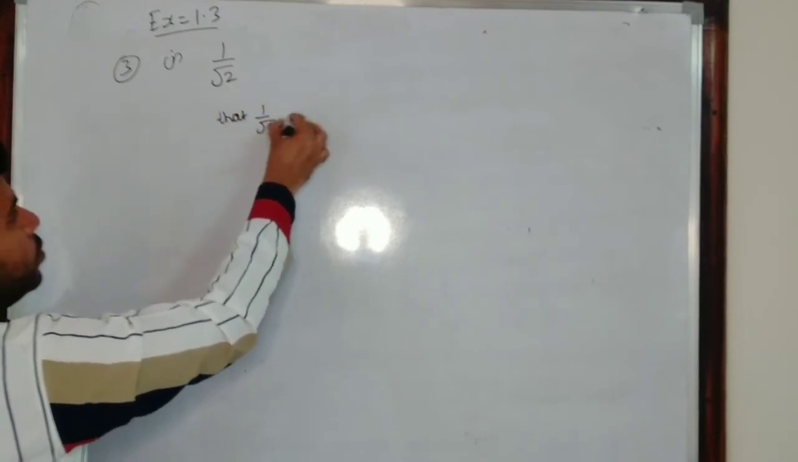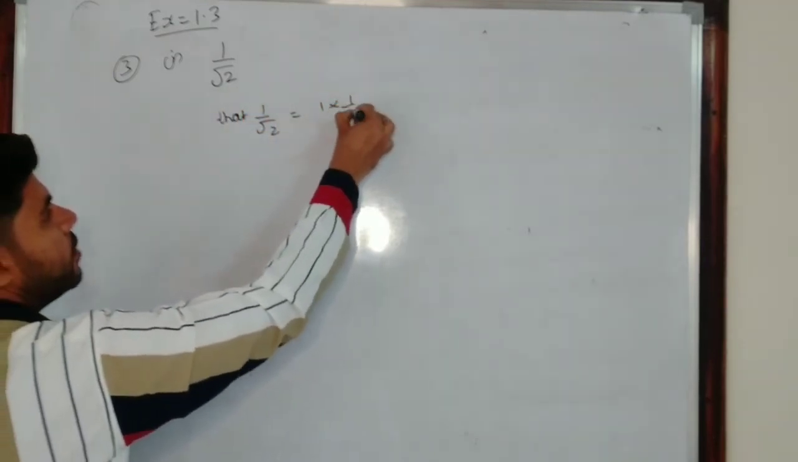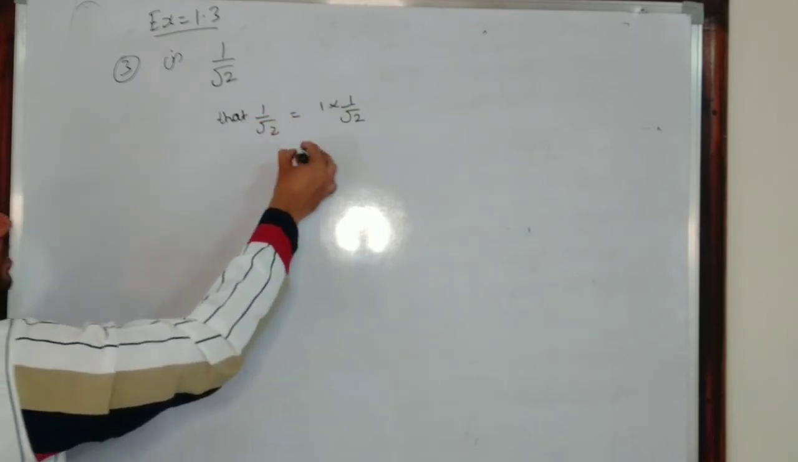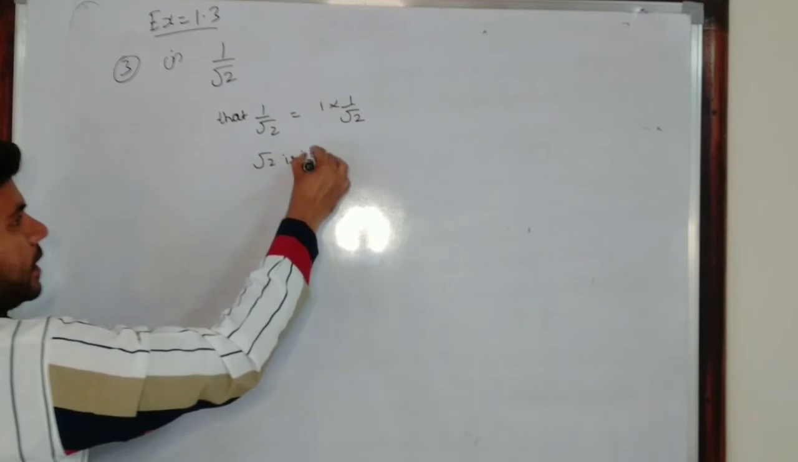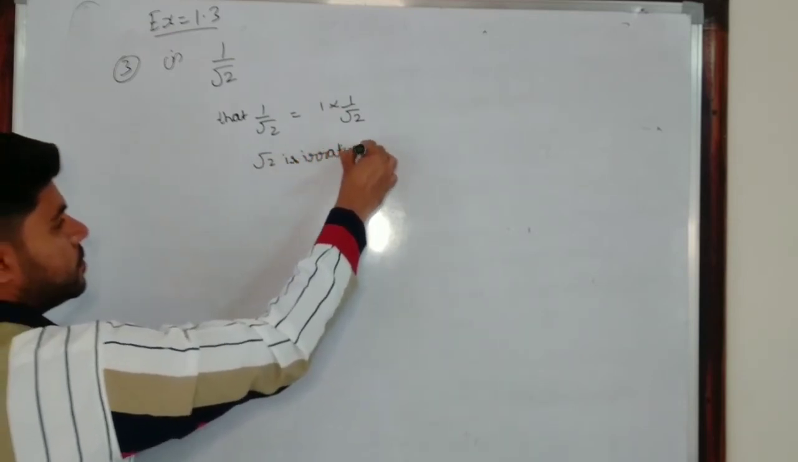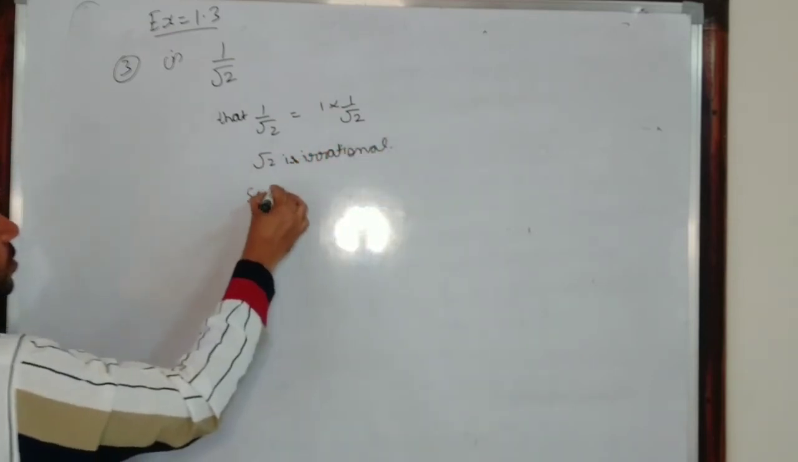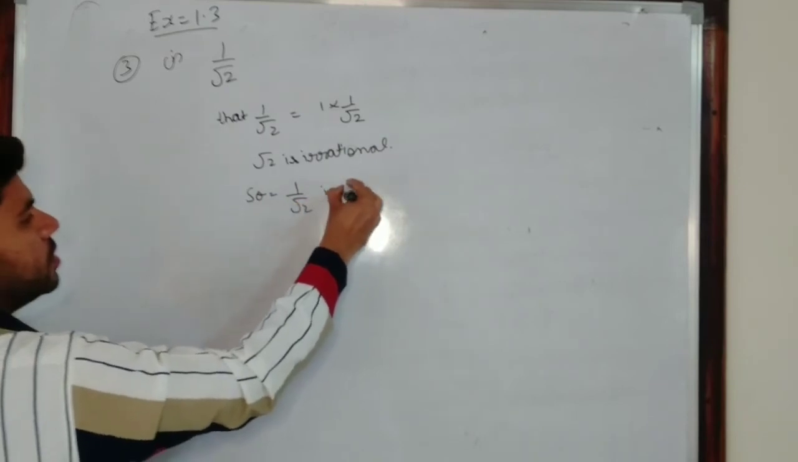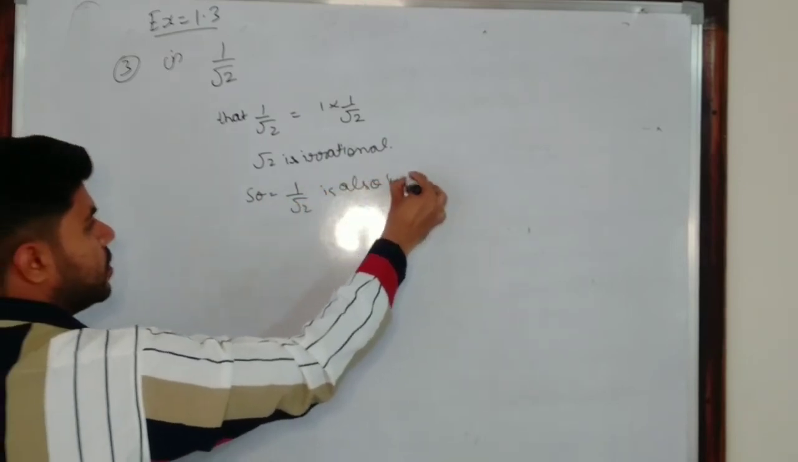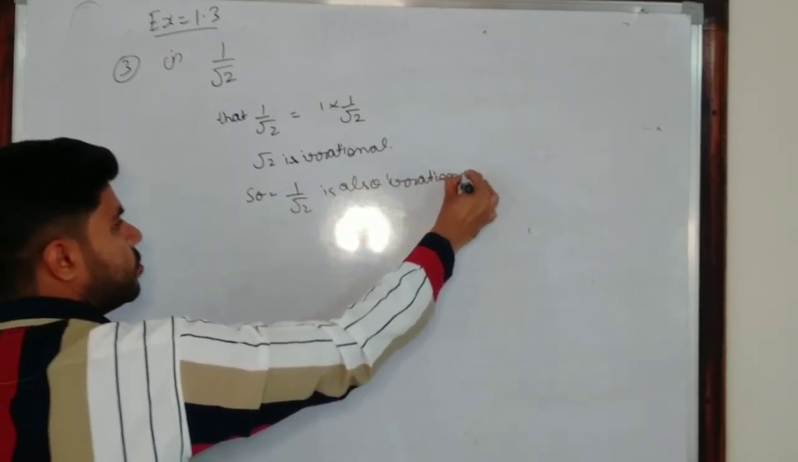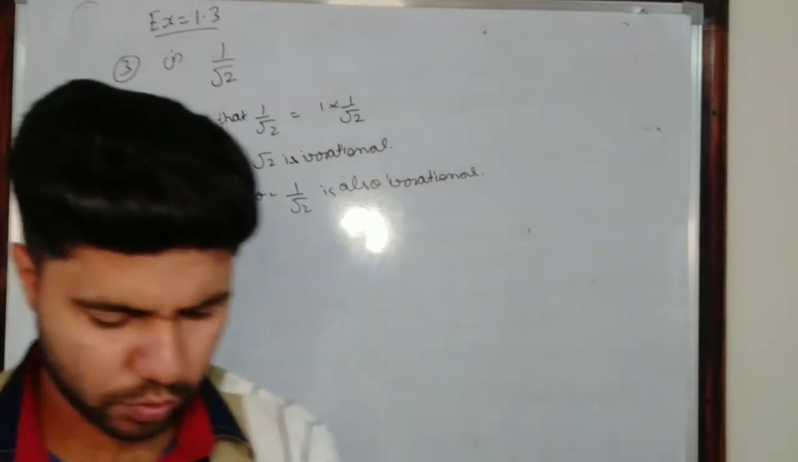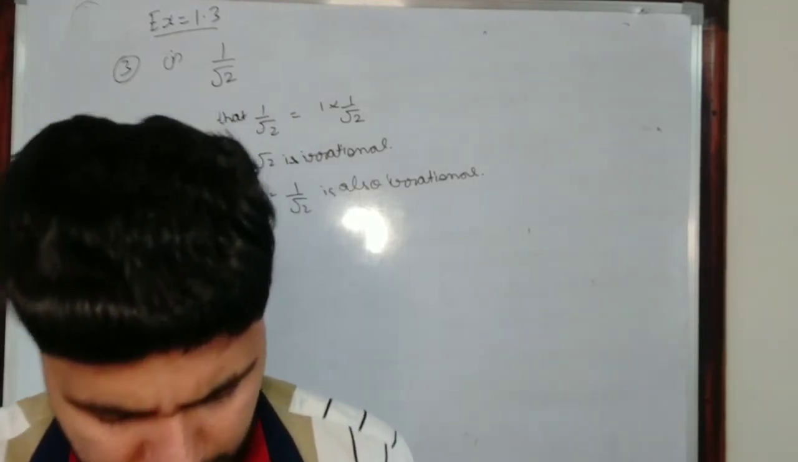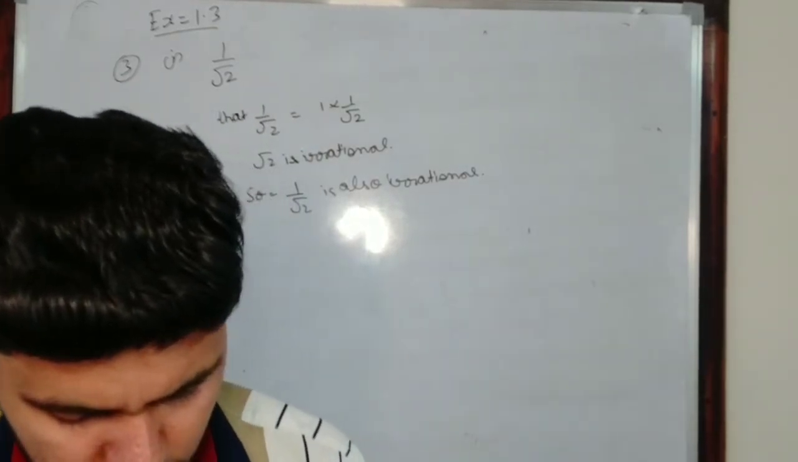1 by root 2 is equal to 1 multiplied by 1 by root 2. Root 2 is irrational, so 1 by root 2 is also irrational. If this question comes in 1 or 2 marks, the product of a rational number and an irrational number is irrational. So 1 by root 2 is irrational.